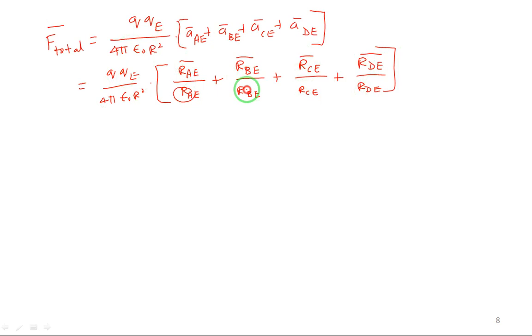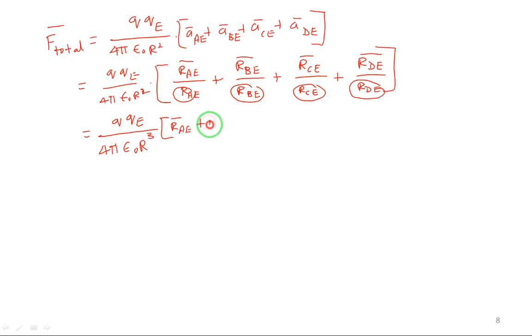So I'll take RAE outside, one and the same. They are all equal to distance R. So once again I am identifying and simplifying the formula. QA into QB by 4 pi epsilon naught. This R is taken out. R square, instead of R square it will become R cube now. Earlier it was R square, R is taken out. Then next, what I am left with is RAE plus RBE plus RCE plus RDE.